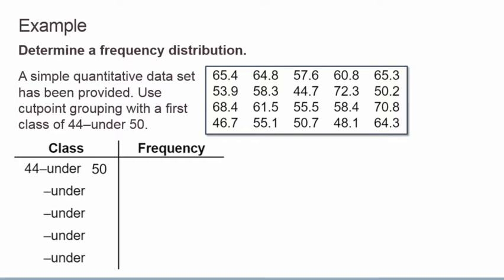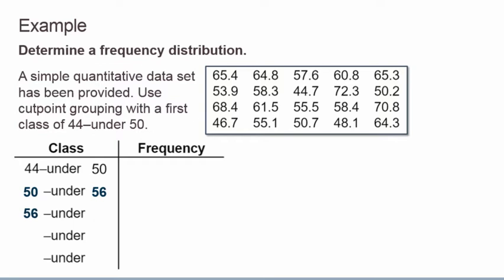That means my second class will begin with 50. 50 take away 44 is 6. Since I have a class width of 6, 50 plus 6 is 56. The second class is 50 to under 56.